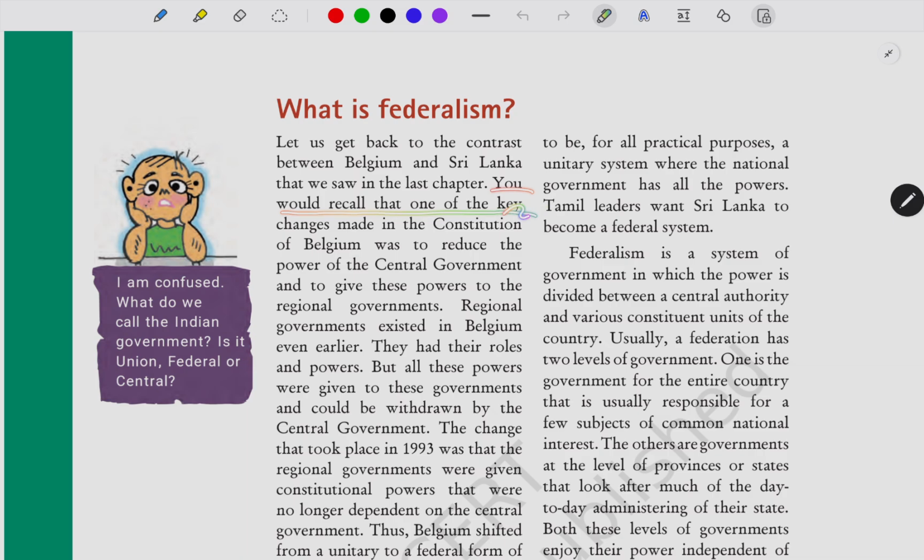You would recall that one of the key changes made in the constitution of Belgium was to reduce the power of the central government and to give these powers to the regional governments. In the last chapter itself, we had a side question in which the person asked, isn't power sharing a method of reducing the power of the central government? This chapter is basically an answer to that question. Regional governments existed in Belgium even earlier. Okay?